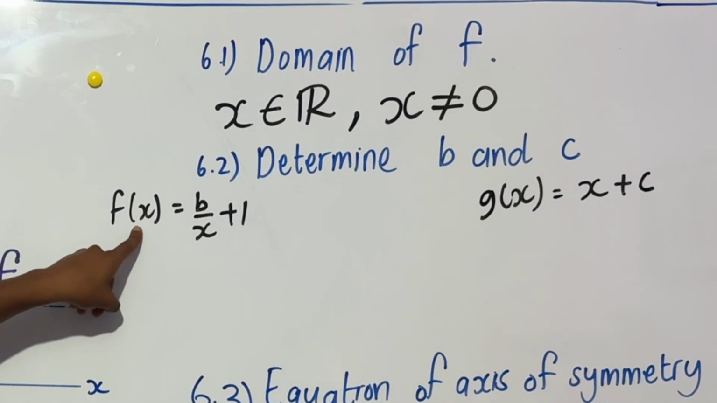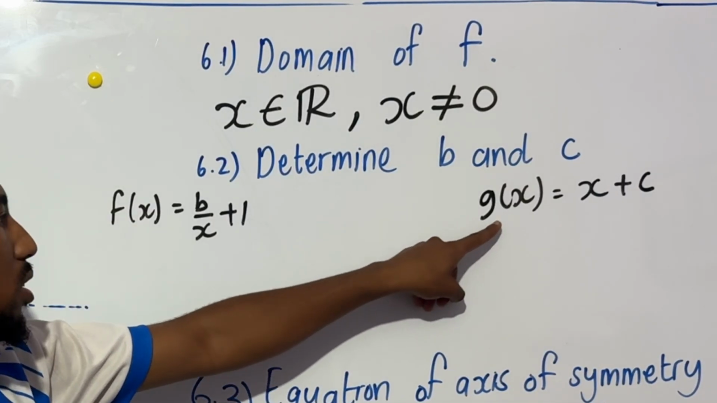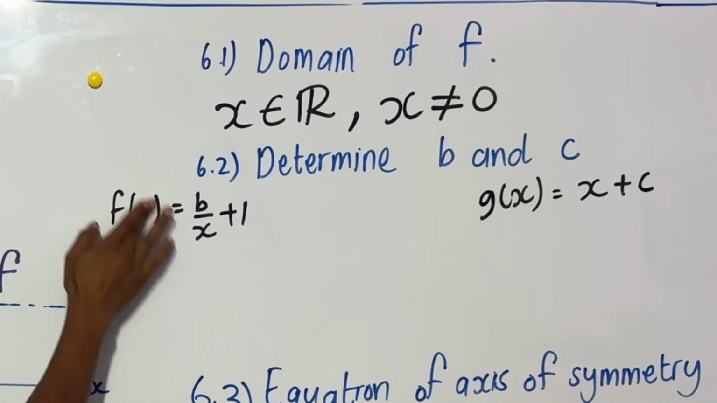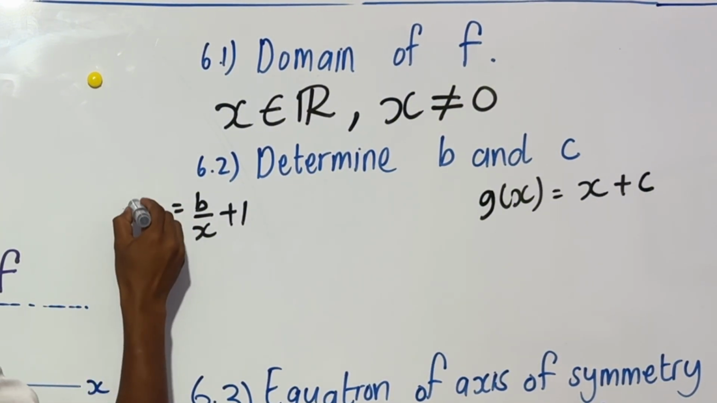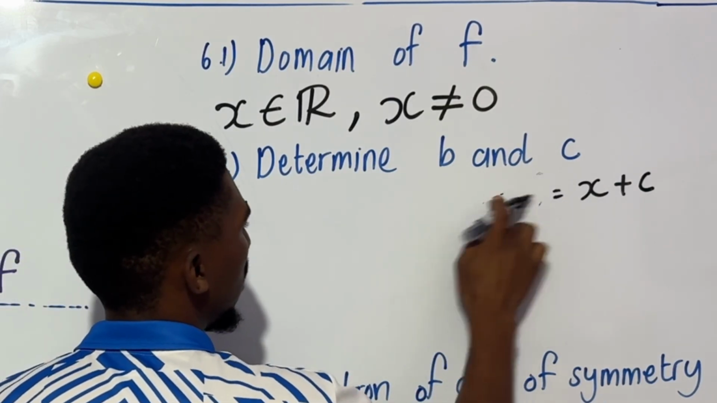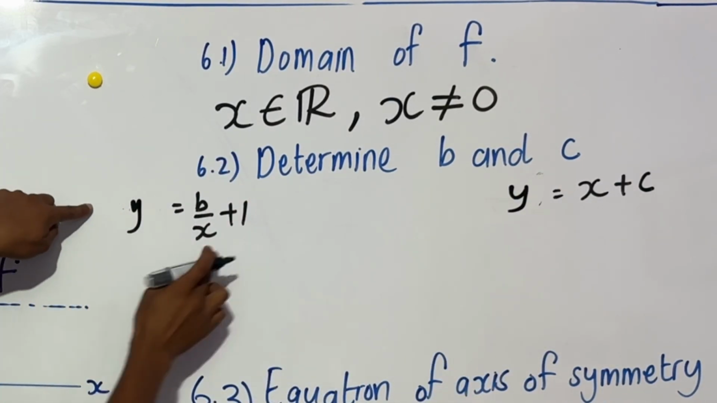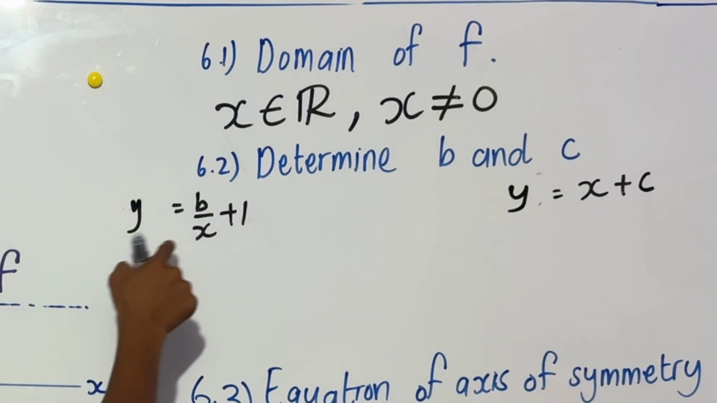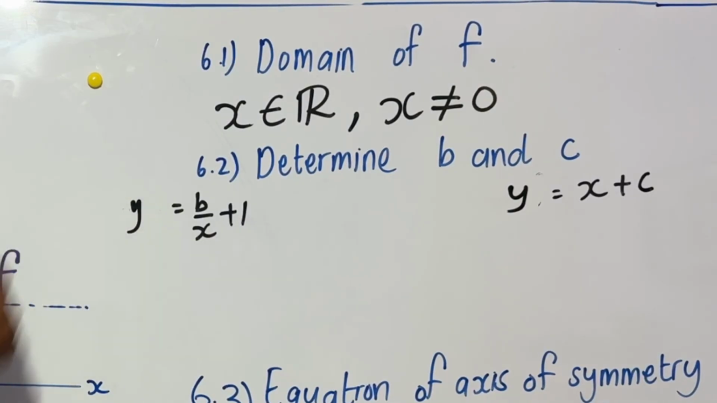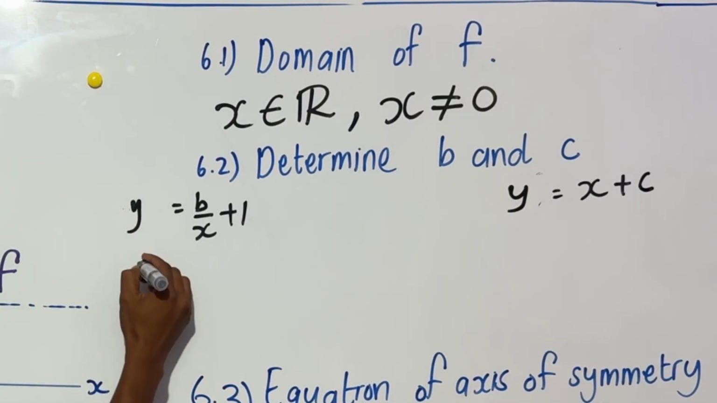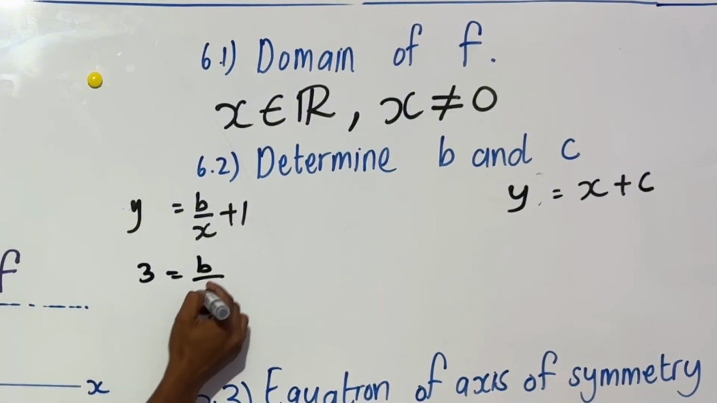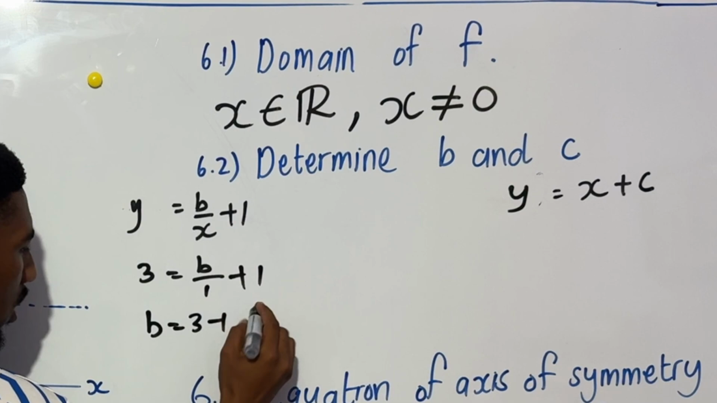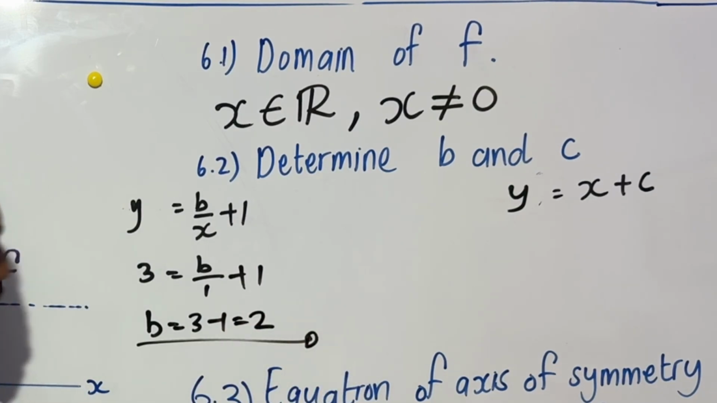All right, the next question says determine the values of b and c. First of all, b is existing on the f of x graph, and c is existing with the g of x graph. Normally we call f of x y, so we can do that. We have 3 unknowns, but fortunately we have a point which exists on both graphs. So we can substitute the x and y values from this point to find b. So y equals 3 equals b over x plus 1, with x equal to 1. That's just normal. So then b is equal to 3 minus 1, which is equal to 2. So b is equal to 2.